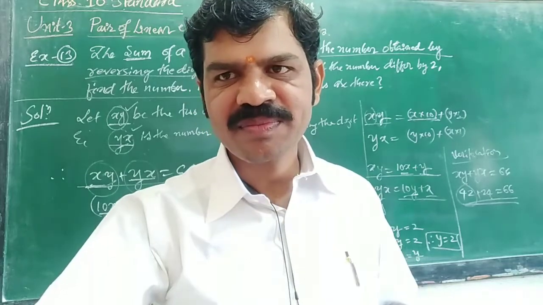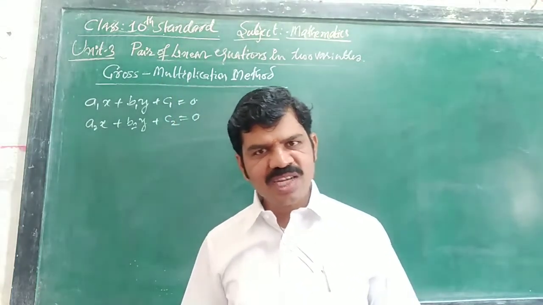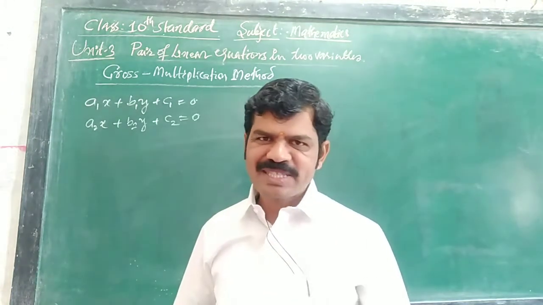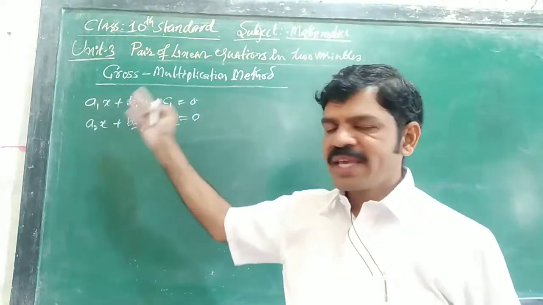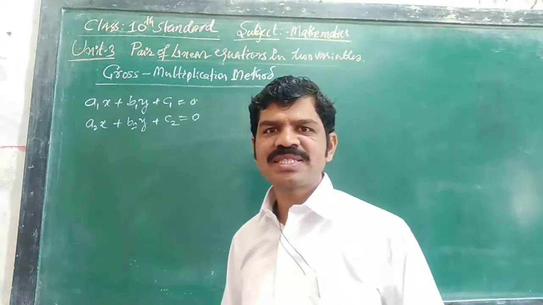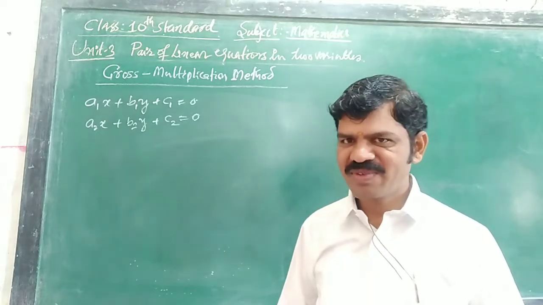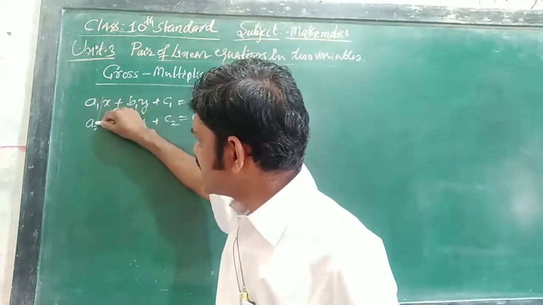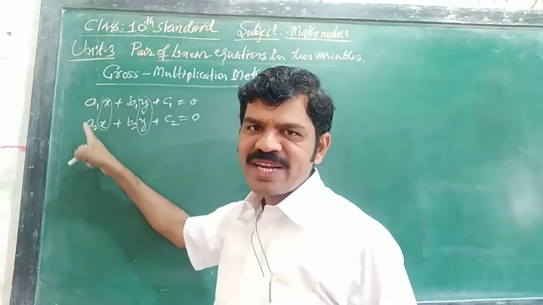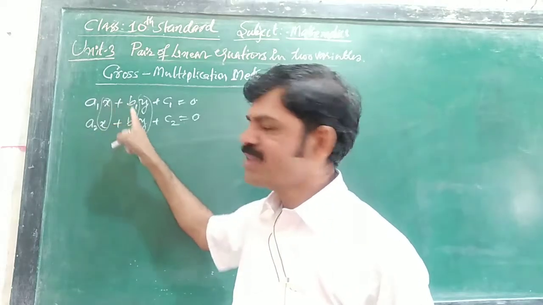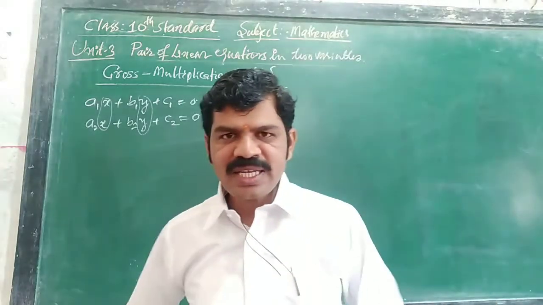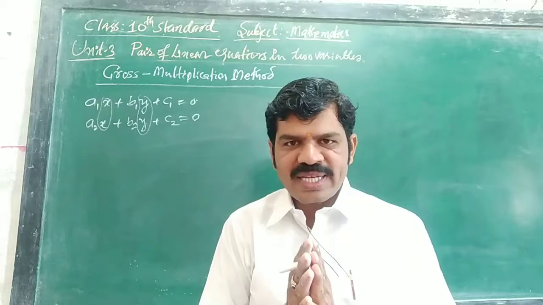Dear students, now we are going to see the cross multiplication method. To understand this cross multiplication method, we need some explanation. Let us do it. a1x plus b1y plus c1 is equal to 0. a2x plus b2y plus c2 is equal to 0. These are the pair of linear equations. See here, x is one variable and y is another variable. a1 and a2 are coefficients of x, b1 and b2 are coefficients of y, and c1 and c2 are constants. See, this is the pair of linear equations.